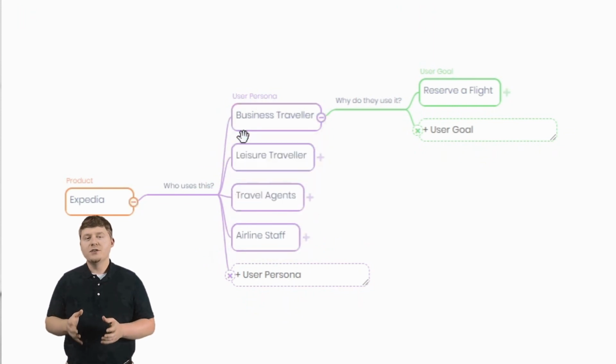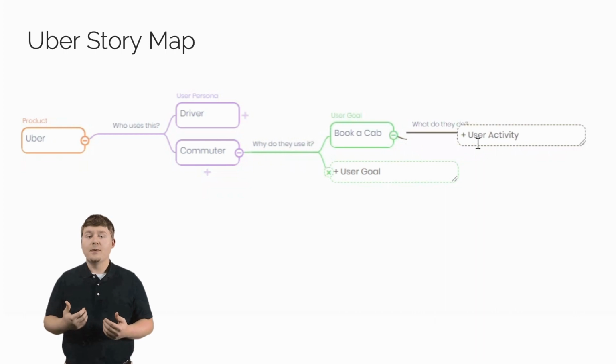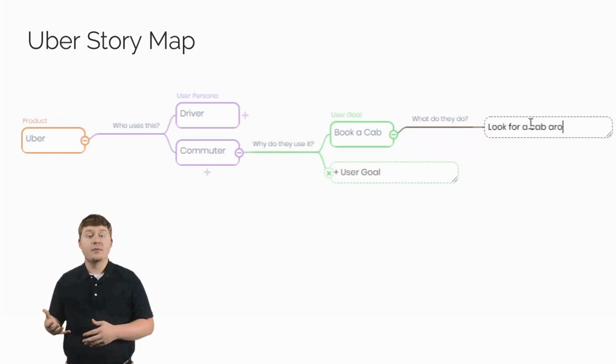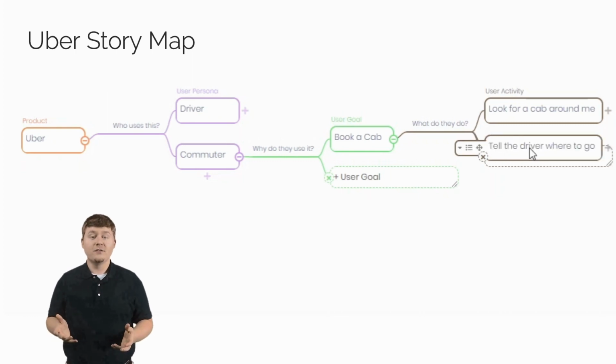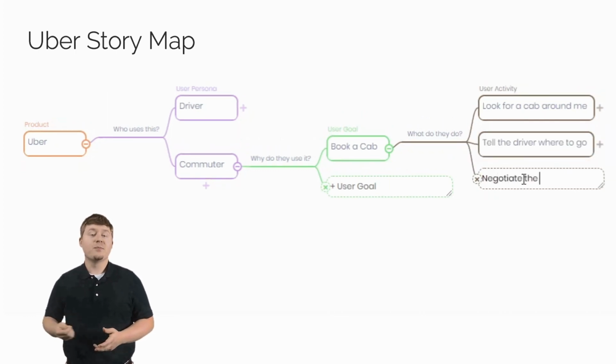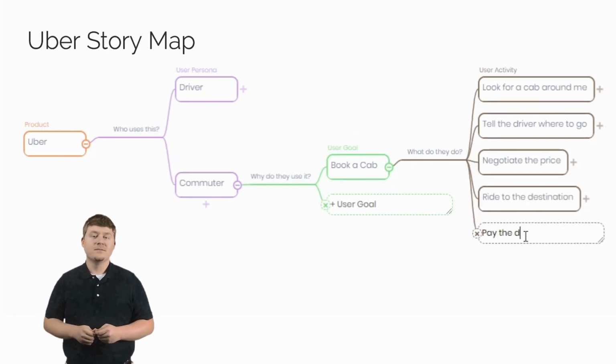Once we have a good understanding of the user's goals and motivations, we want to start thinking of how they are going to achieve those goals. When I'm booking a cab, I would look for a cab around me, tell the driver where I want to go, negotiate on the price, ride to my destination, and then pay the driver.